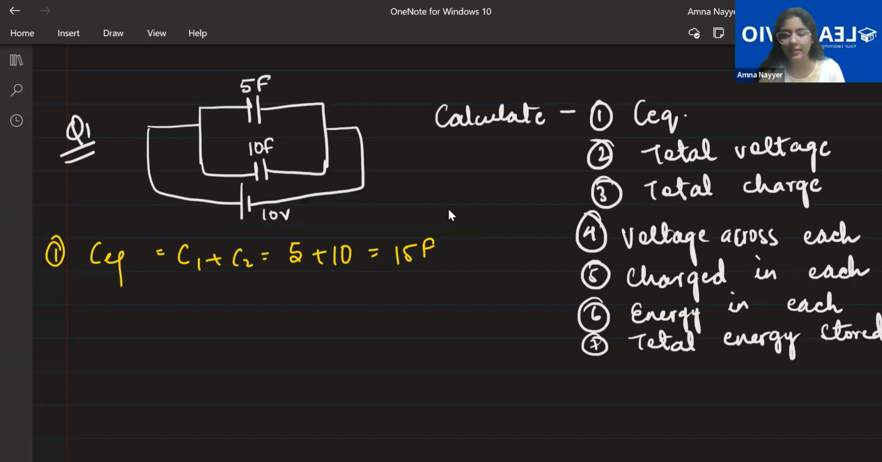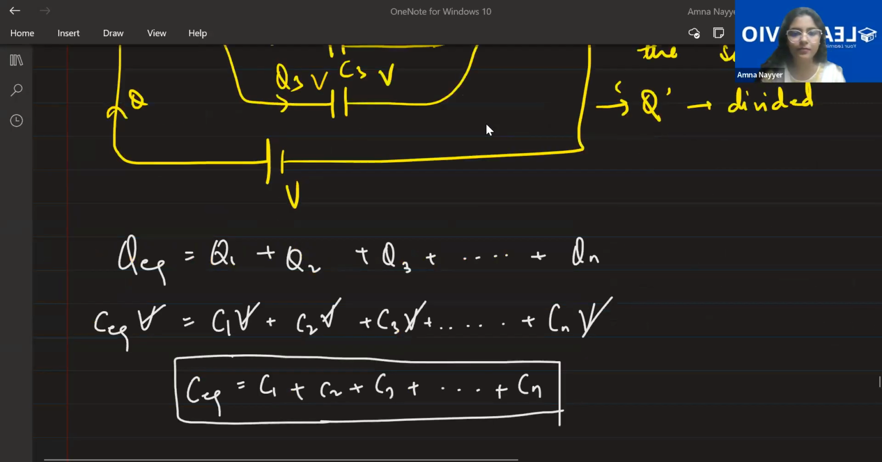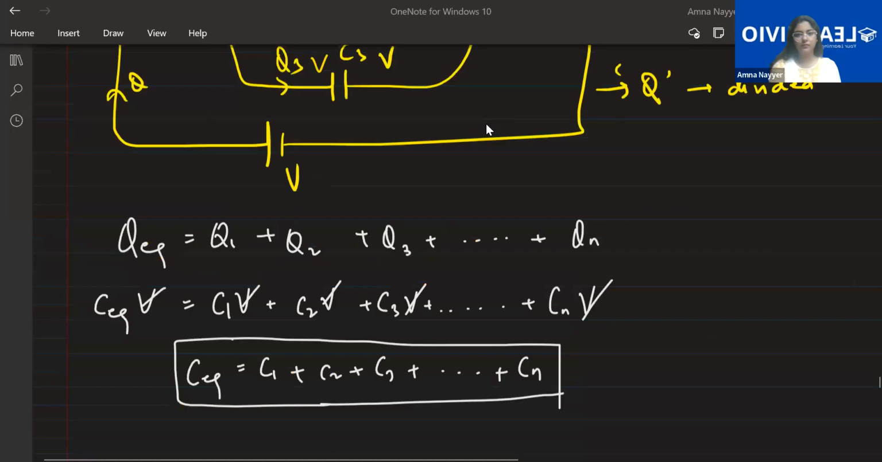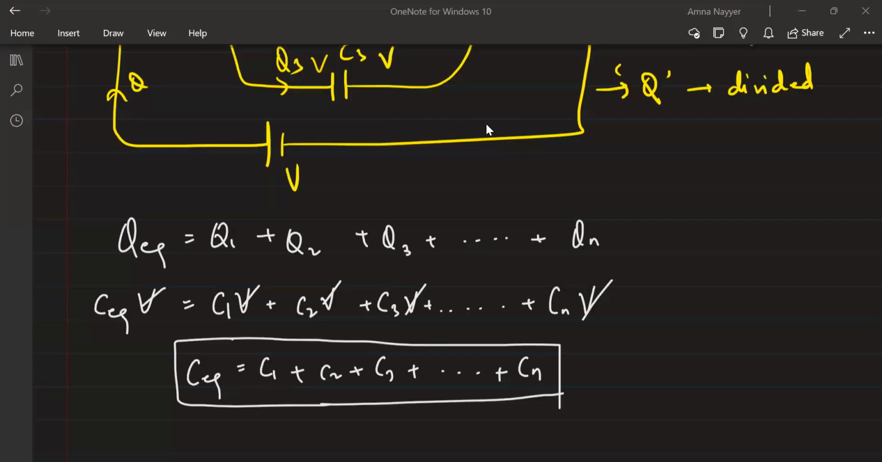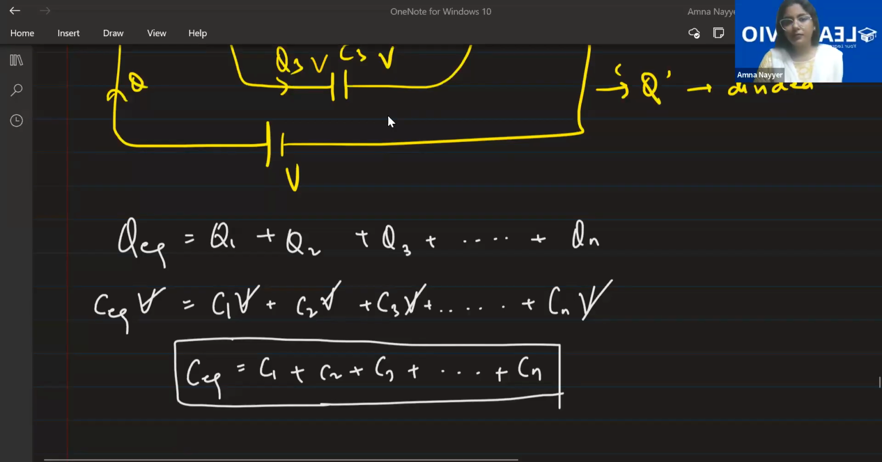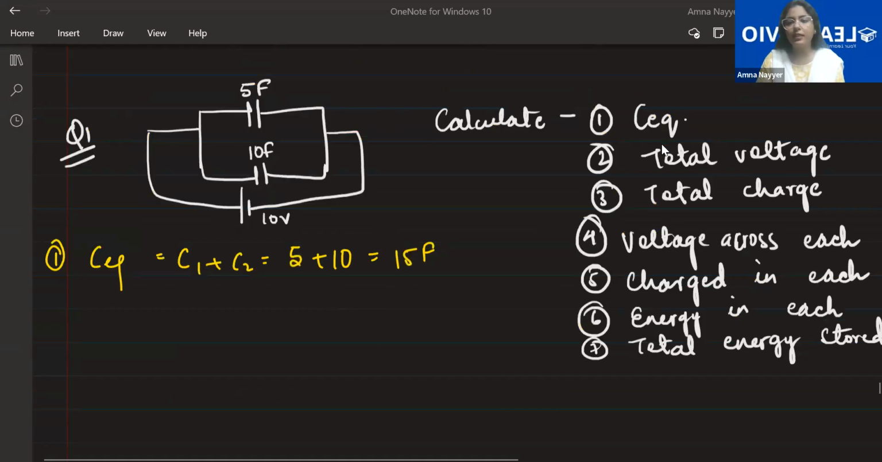This is what I was telling in the last class. You have these two capacitors, you remove both of these capacitors and you can just put one single capacitor. Okay, I'll just show the previous part. Okay. So yes, this I was saying. Now let's continue with it.